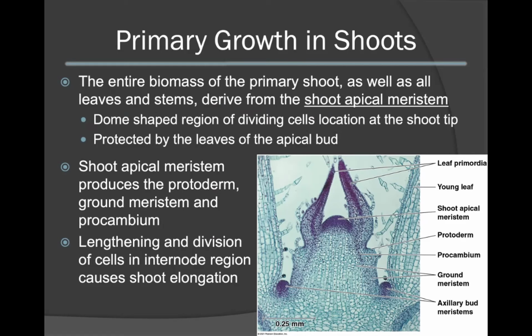When looking at the process of primary growth in shoots, the entire mass of the shoot derives from the shoot apical meristem. This includes the leaves and stems. The apical meristem is a dome-shaped region of dividing cells that is located at the shoot tip. As stated previously, this is usually protected by leaves of the apical bud. The shoot apical meristem will produce protoderm, ground meristem, and procambium. Lengthening and division of these cells in the internode region will cause the shoot to elongate and grow upwards.